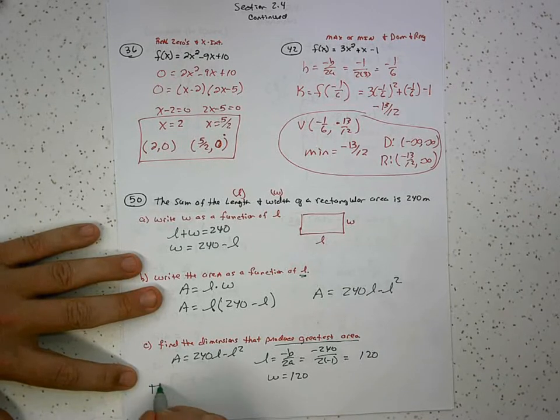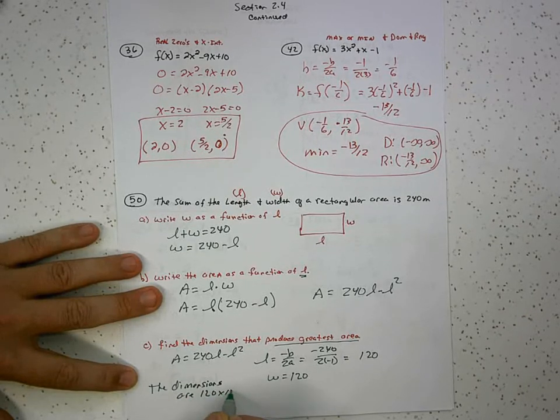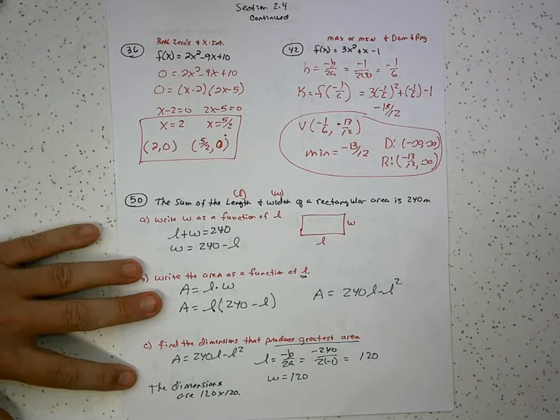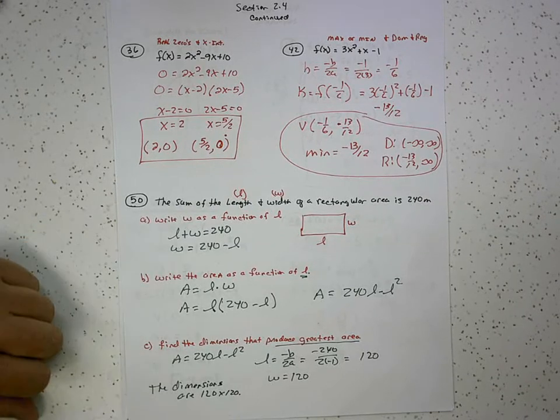So therefore, the dimensions are 120 by 120. Okay, I'm running out of time on the clock here, so that's all I've got for section 2-4. Let me know when you have questions.